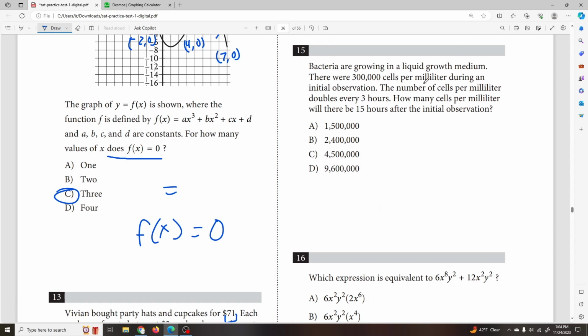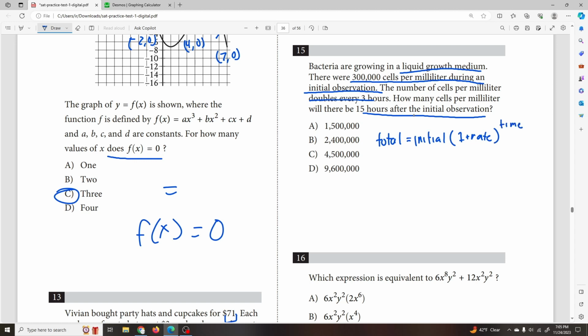15 says bacteria are growing in a liquid growth medium. There are about 300,000 cells per milliliter during the initial observation. The number of cells per milliliter doubles every 3 hours. How many cells per milliliter will there be 15 hours after the initial observation? For this one, you need to know the exponential growth formula. That means total is equal to the initial times 1 plus the rate at which they grow, raised to the power of the time that passes.